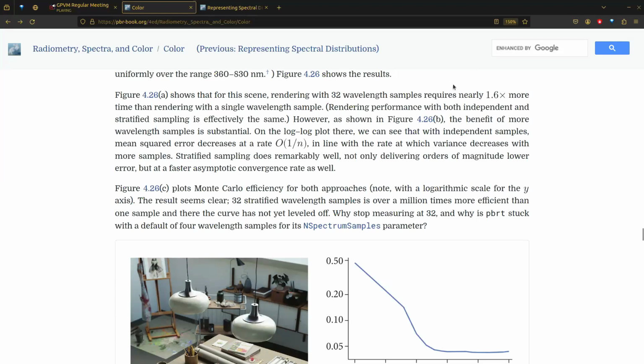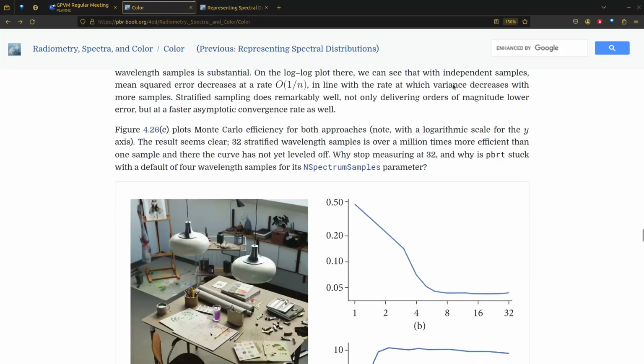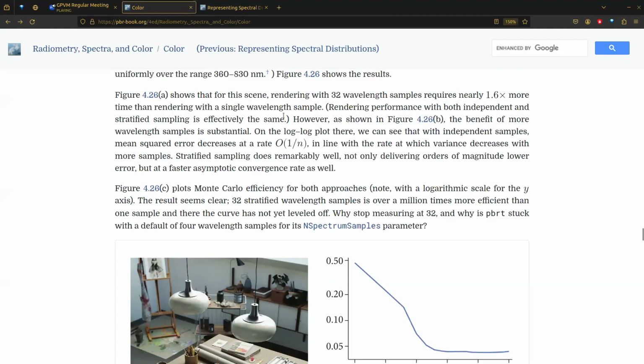4.26 shows that for this scene, 32 wavelength samples require nearly 1.6 times more time than rendering with a single wavelength sample. Rendering performance with both independent and stratified sampling is effectively the same. However, the benefit of more wavelength samples is substantial. Well, if rendering with 32 is only 1.6 times more expensive, that's interesting. This is shown in 4.6.